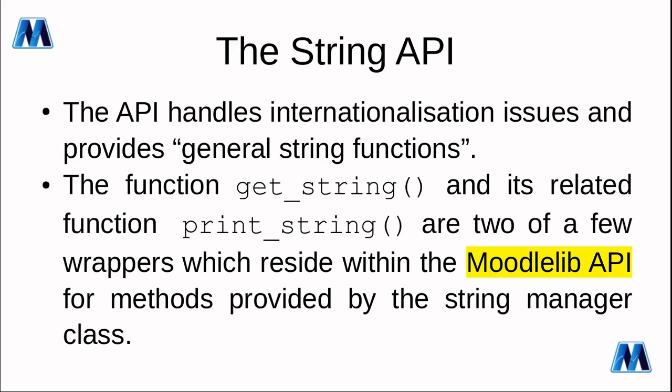Since we touched on the strings in our required files presentation, now would be a good time to have a deeper look at the string API. The language string files are part of the string API, which handles international languages, etc., and provides some general string functions. The functions I spoke about earlier, get_string and print_string, are two of a few wrappers which reside within the moodlelib API for methods provided by the string_manager class.